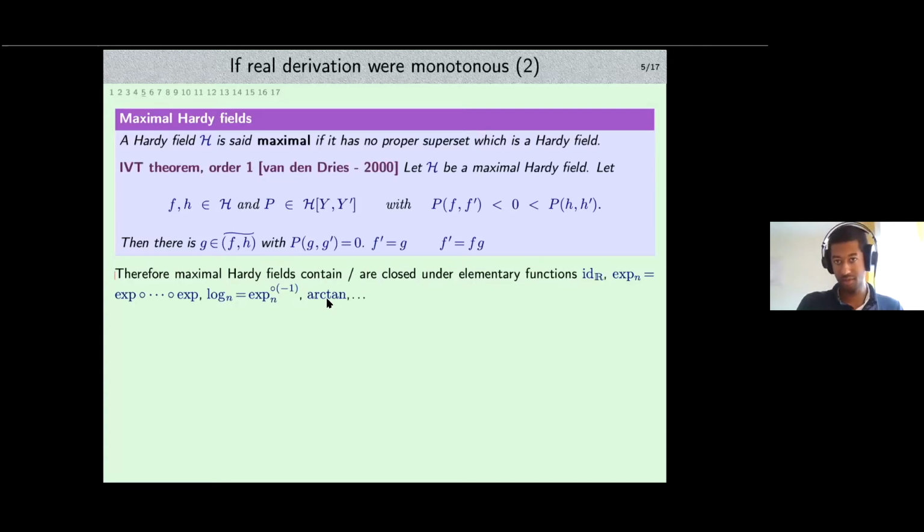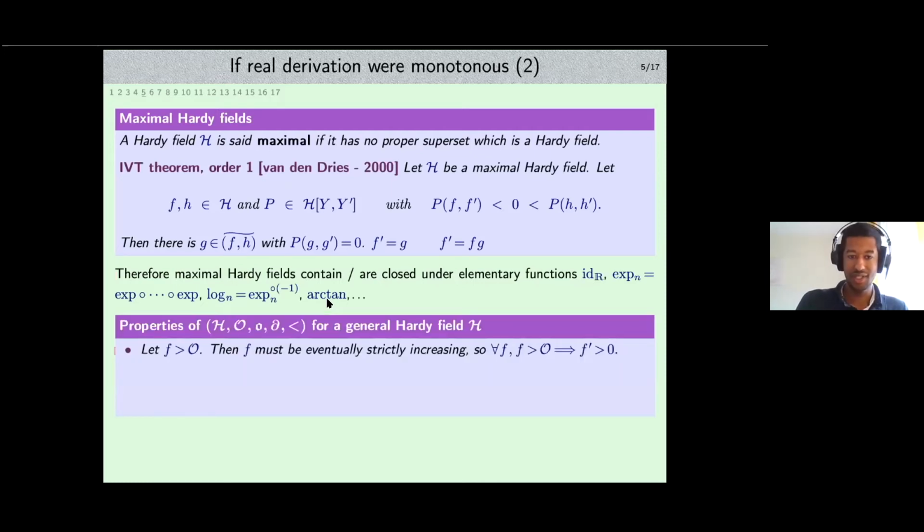So now going back to the properties of Hardy fields, which is what we are interested in. There are 3 main properties.